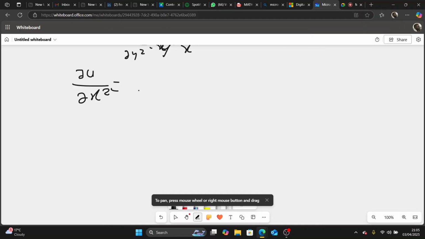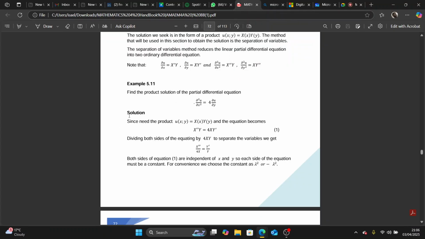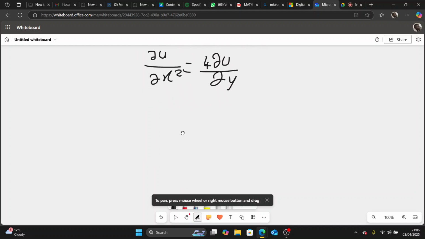Okay, manager. For partial u, partial y. Now, what is the question? They said find the product solution of this partial differential equation. From what we have here, manager, what did I say? I said when we want to write, why do we separate variables, manager? We separate them because you have two different variables.